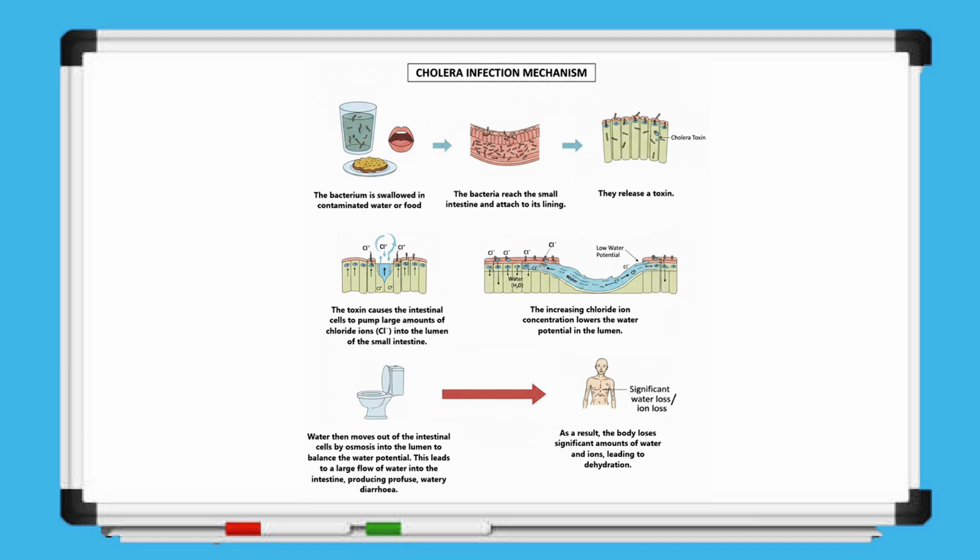Water then moves out of the intestinal cells by osmosis into the lumen to balance the water potential, resulting in a large flow of water into the intestine and producing profuse, watery diarrhea. Consequently, the body loses significant amounts of water and essential ions, leading to severe dehydration.